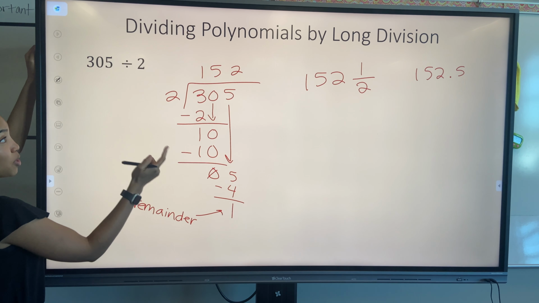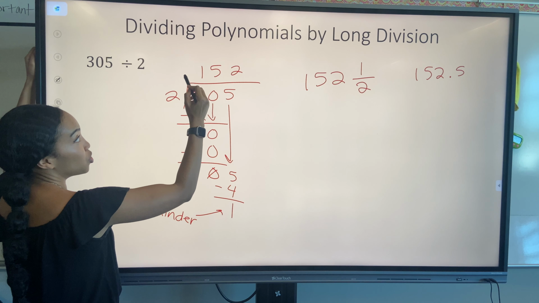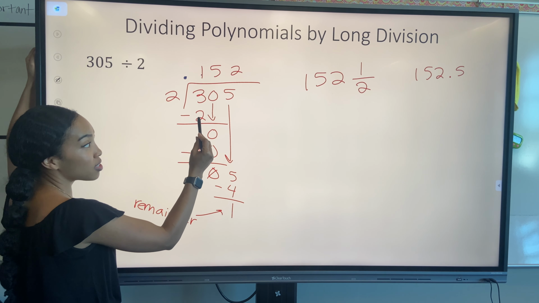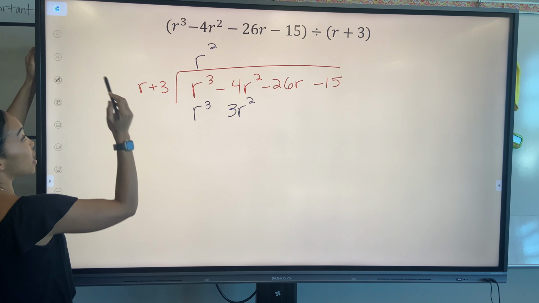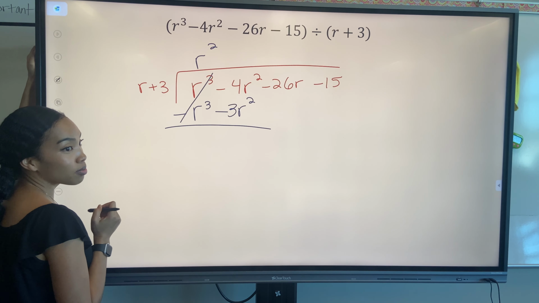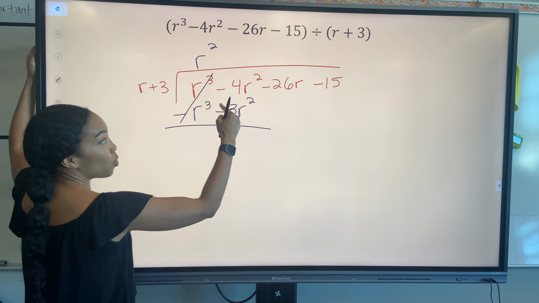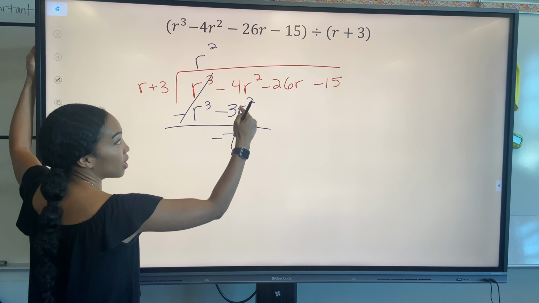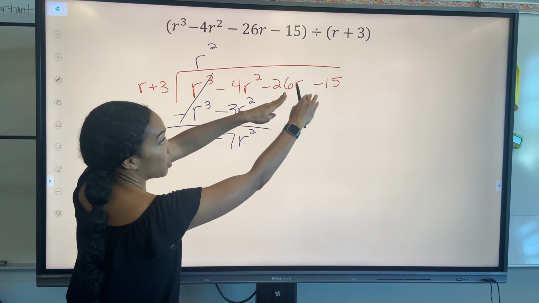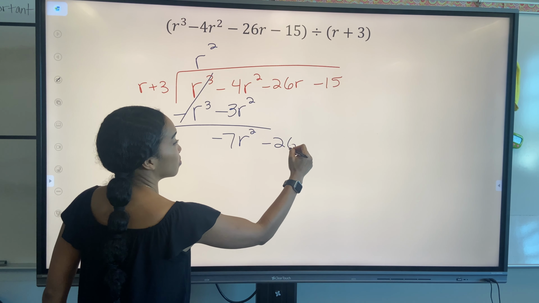Let's go back to our elementary example. We did 2 times 1 and we put it here, correct? What did we do after this step? Subtract. We're going to do the same thing here. Subtract. Those cancel. -4 minus 3 is -7. And then we have the R squared attached to it. We're just going to bring down the rest.